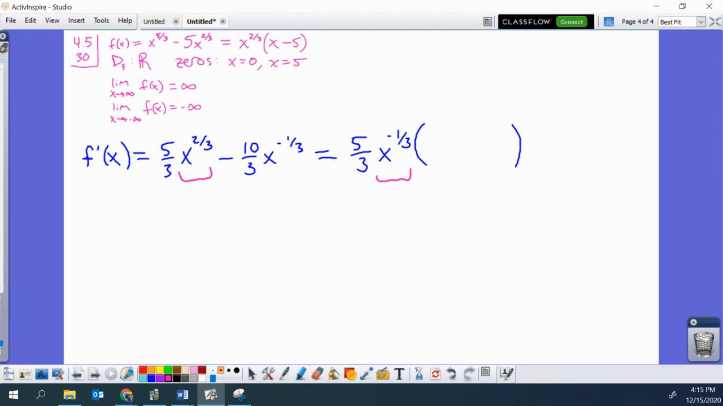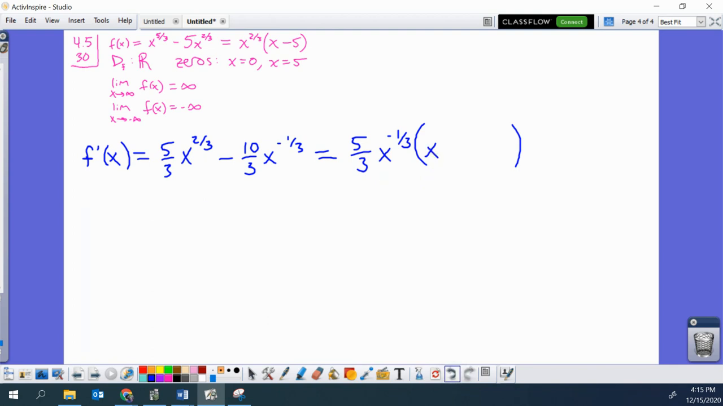In other words, 2/3 is 1 more than negative 1/3, right? So that's going to leave an x to the first power at the beginning of this. And you can double check that if you're not sure about factoring out a negative rational exponent like that. If you just distribute it back in, 5/3 x to the negative 1/3 times x to the 1, you add the exponents. Yeah, that's going to give you 5/3 x to the 2/3.